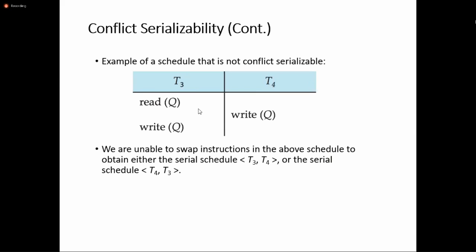Now conflict serializability. T3 has read Q and write Q, then T4 has write Q. We are unable to swap instructions in the above schedule to obtain either serial schedule, because T3 has read and write while T4 has only write. This is an example of a schedule that is not conflict serializable. Then the serial schedules would be T3 followed by T4, or T4 followed by T3.